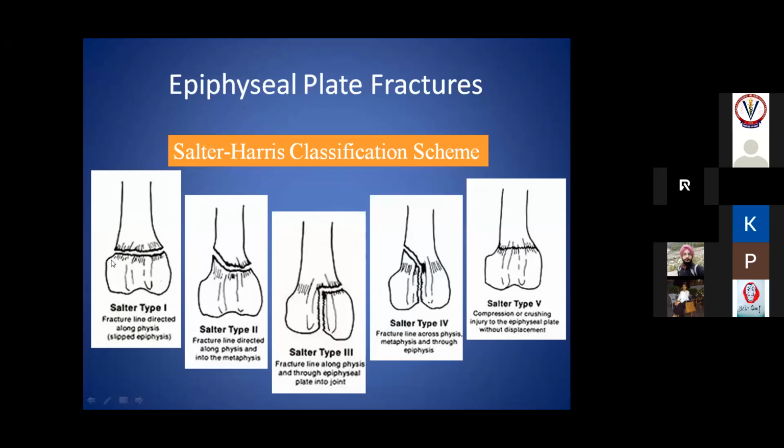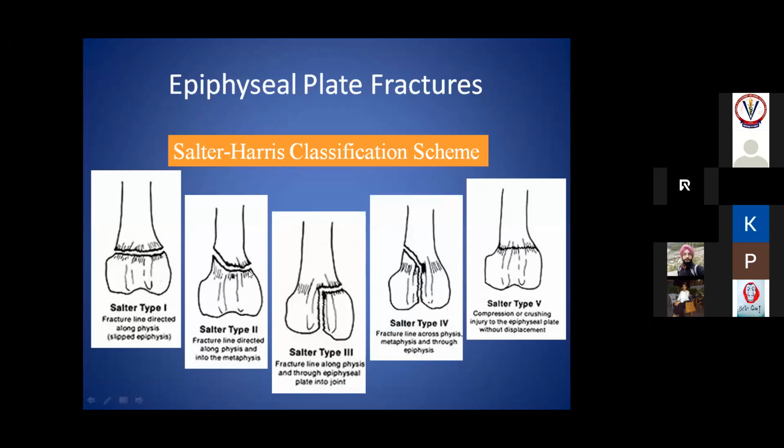If it is traveling along the physis, as I said, in a young animal the growth plate is always open because it is not skeletally mature. So the growth plate is a common area where you find fractures in young animals. So Salter Harris, if the fracture line is directed along the physis, we call it a type 1 Salter Harris.